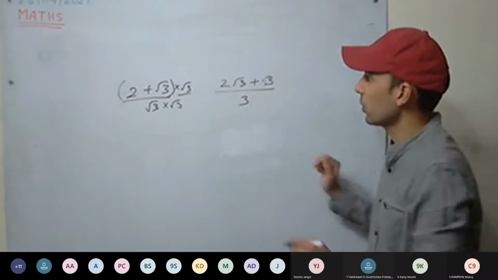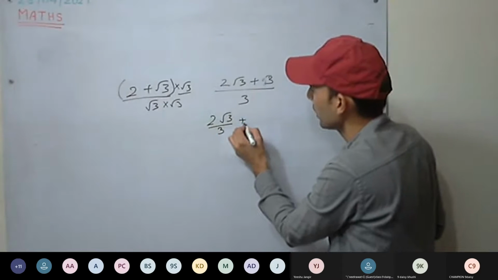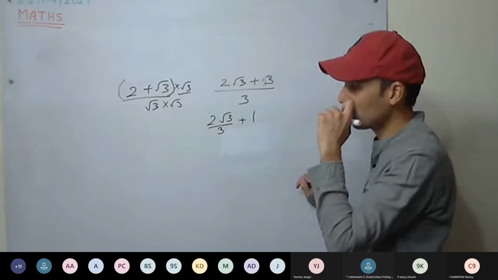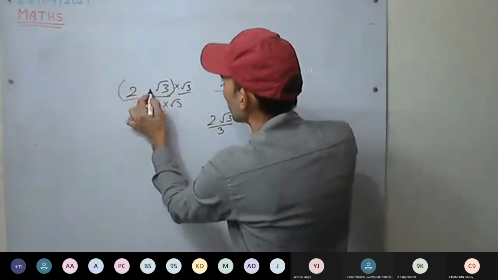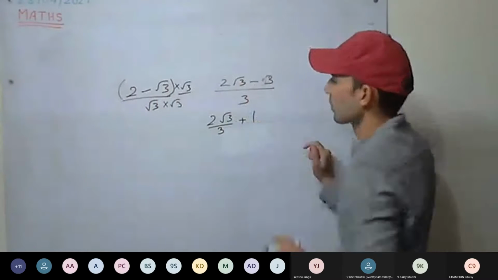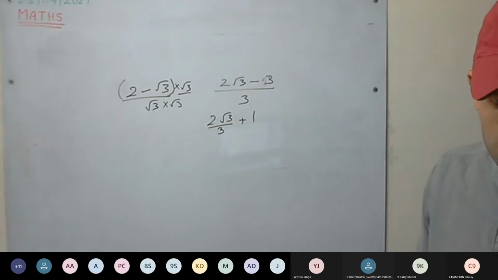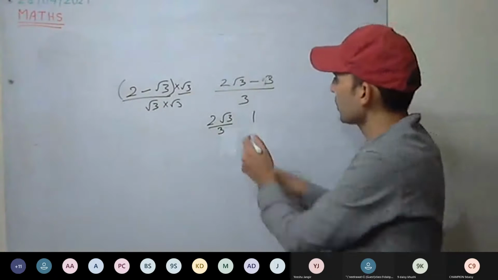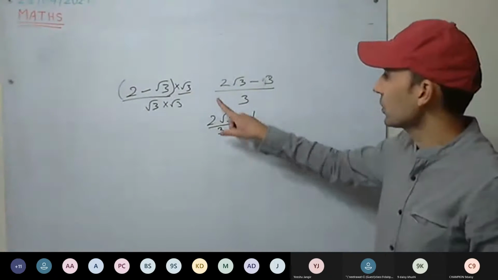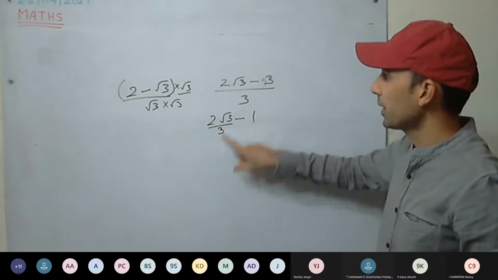Now we can put the values, or we can do one thing: 2 root 3 divided by 3 plus 1. Understood this one? 2 minus, it is minus. Okay, now put the values and solve. So it will be minus. Understood this one? Any doubt?